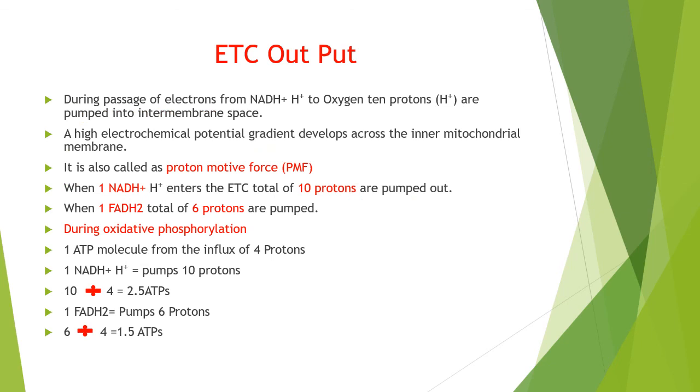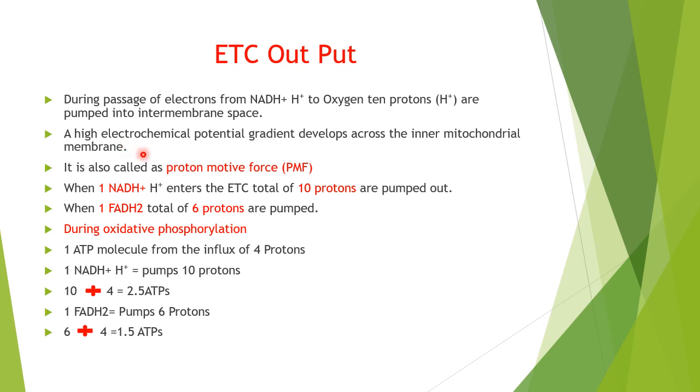What is the output of this ETC now? See, during passage of electrons from NADH, reduced NAD, to oxygen, 10 protons are pumped into the intermembrane space. A high electric potential gradient develops across the inner mitochondrial membrane. Because when protons are being translocated from the matrix side to the intermembrane space side, the negative charge is being maintained. Hydroxyl will be more in the matrix side. So there will be an electrochemical potential difference between the two sides, matrix side as well as the cristae side.